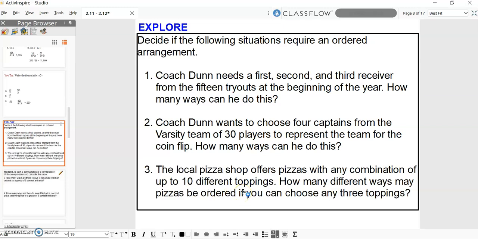And finally, the local pizza shop offers pizzas with any combination of up to 10 different toppings. How many different ways may pizzas be ordered if you choose any 3 toppings? So this is also a combination. Be careful with the word combination. Sometimes a combination in the question can mean permutation. So do not look at this word and just necessarily go to combination. Like a combination lock. A combination lock is actually a permutation lock. Just call it combination lock for whatever reason. So once again, it doesn't matter which way you put the toppings on a pizza. If you put pepperoni, cheese, and tomatoes, that's the same thing as a cheese, pepperoni, tomato pizza.